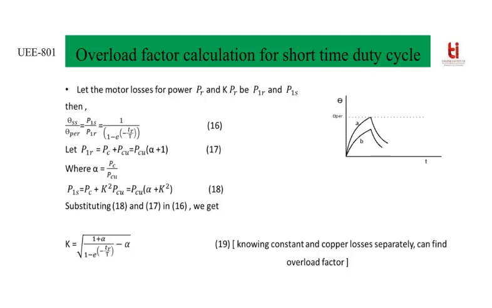Now putting equation 18 and 17 in equation number 16, we will get the value of this overloading factor K, and K is equal to the square root of (1 plus alpha) divided by (1 minus e to the power minus TR by tau) minus alpha. So knowing these values alpha, TR, tau, we can easily find how much will be our overloading factor. This applies in case we are using a machine initially developed for continuous duty operation and now we are using for short time duty operation with on period TR.